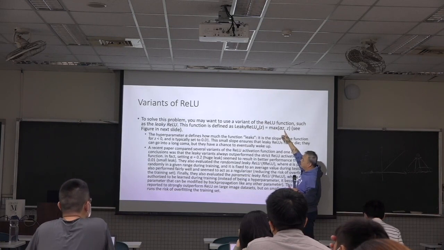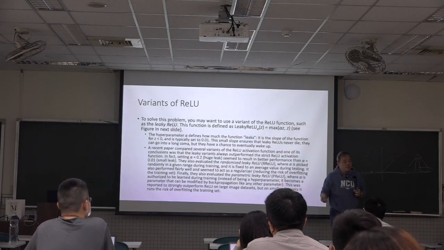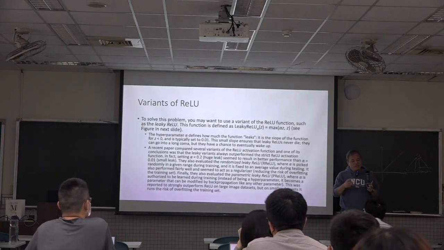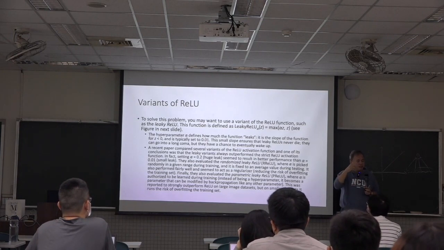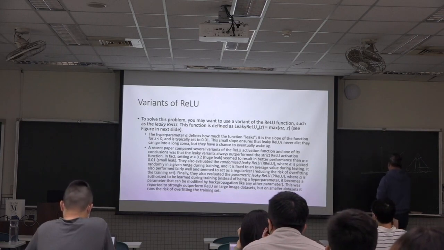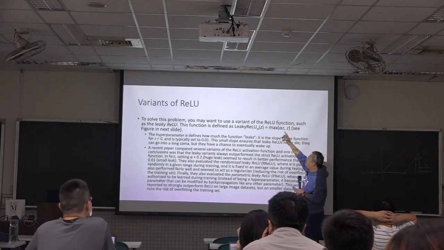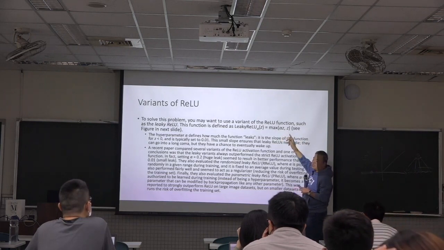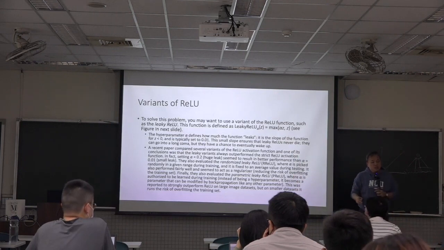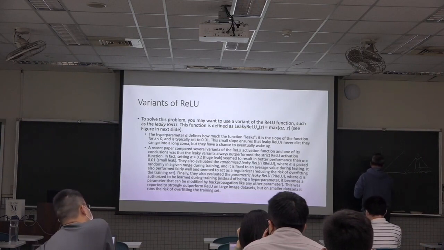If z is positive, then obviously z is greater than alpha z, because alpha is a value smaller than 1. When the input is greater than 0, it's going to be the same as ReLU. But when z is smaller than 0, then alpha z is bigger than z. So it's going to be something like this. This is the shape of leaky ReLU.